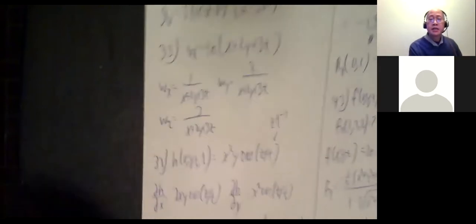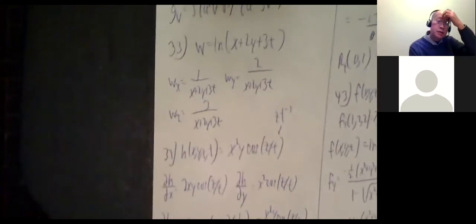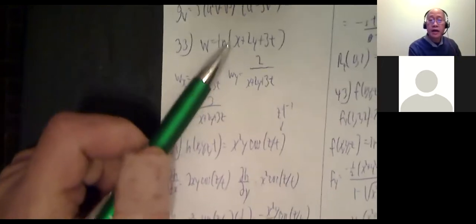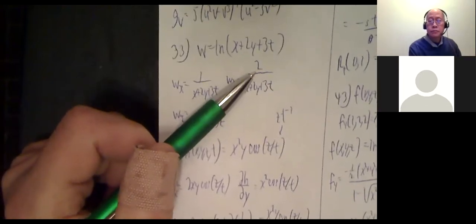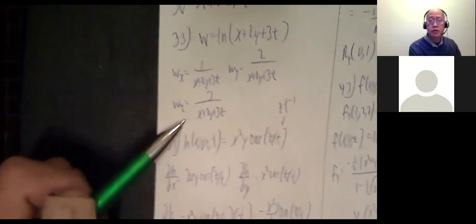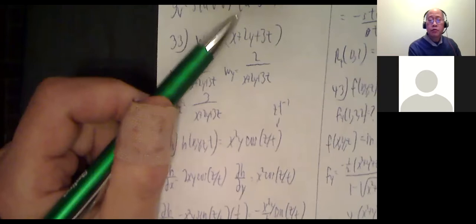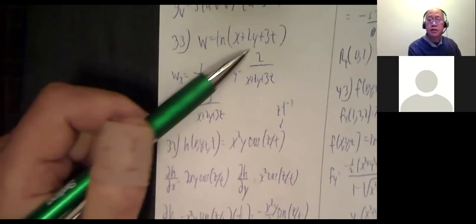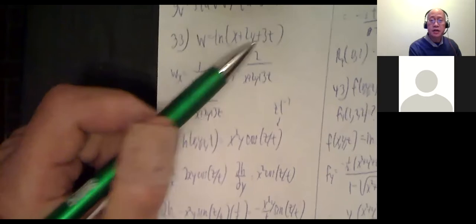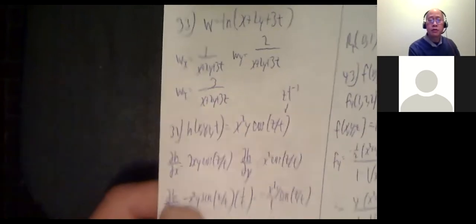W sub y, same thing, 1 over x plus 2y plus 3z, and then times the derivative of the inside with respect to y, that's nothing, and what's the derivative of 2y with respect to y? 2. And for the same reason, w sub z is 3 over the same thing, right? Derivative with respect to z, 1 over x plus 2y plus 3z, times the derivative of the inside with respect to z, so that's nothing, and that's 3. Okay, so I have 1 over, 2 over, 3 over.